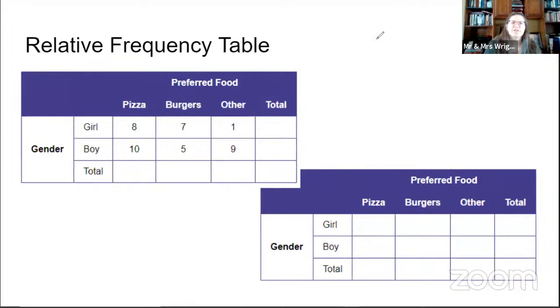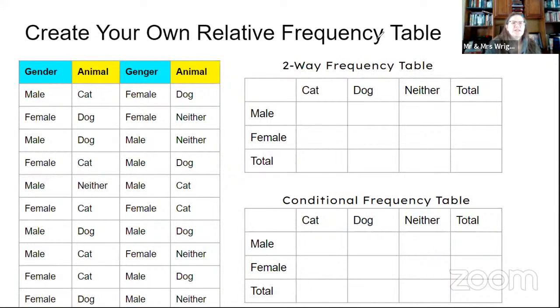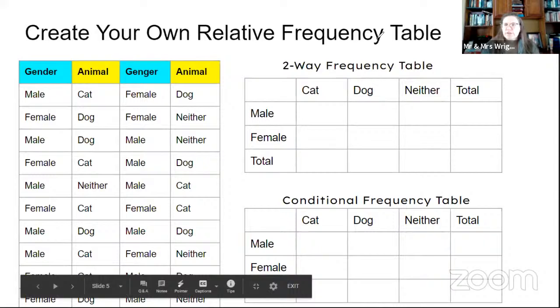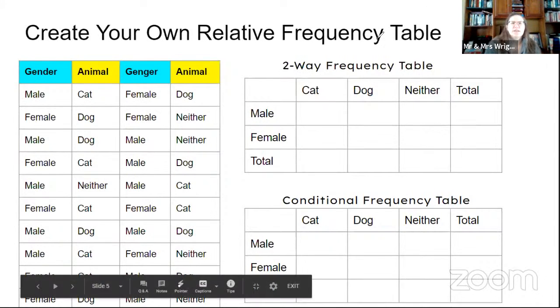Now I have a relative frequency table for you to complete. Here's the data over here, the genders and the animals. So we took a survey of, I think it's 20 people, and whether they were male or female, and whether they had a cat or a dog. And you could have multiple cats, multiple dogs, but it's cat or dog or neither. Those are your choices. And so here is the data that was collected in our survey. And I want you to fill out your two-way frequency table and then go on to fill out your conditional frequency table. I'm going to go ahead and let you pause the video, fill this out, and then you can unpause and we'll get to it.